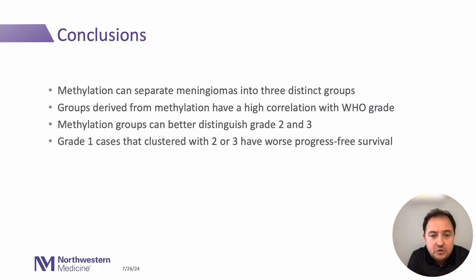In terms of conclusions, we show that methylation can separate meningiomas into three distinct clusters when we use unsupervised clustering. Groups derived from methylation have a high correlation to WHO grade, as I have shown before. Methylation groups can better distinguish between grade 2 and 3, with a clear separation between them. And we also show that grade 1 samples that cluster with 2 or 3 have worse progression-free survival.